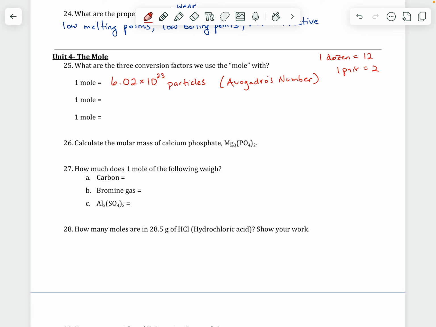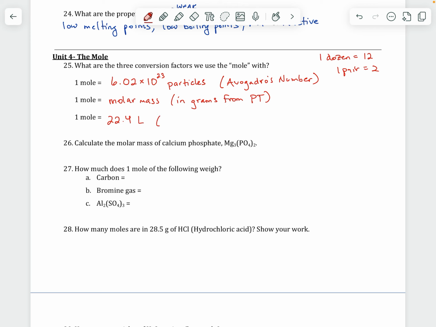In terms of another conversion factor, we did have the molar mass that we began to calculate using the average atomic masses on the periodic table, which we can identify as the equivalent of how much 1 mole of something weighs. So we always say that this is in grams from the periodic table. And the last one that we did was liters, in terms of being able to identify mostly gases and 1 mole and how they are equivalent to one another.